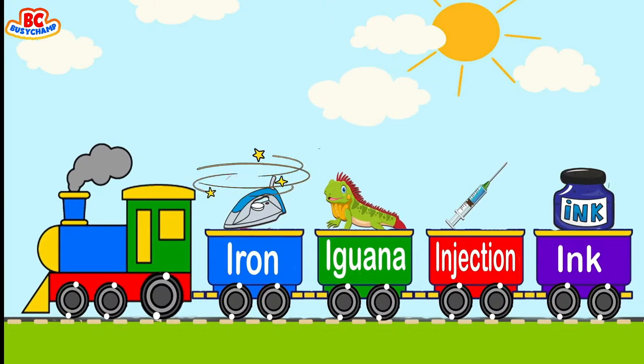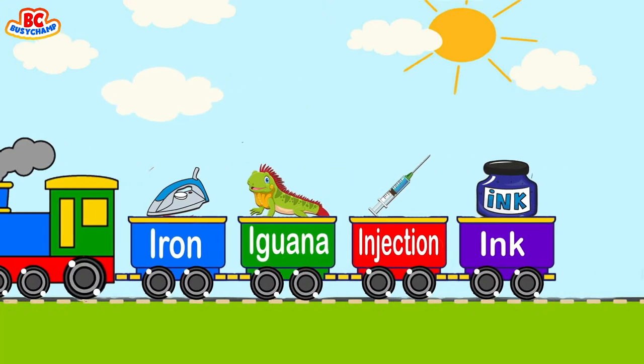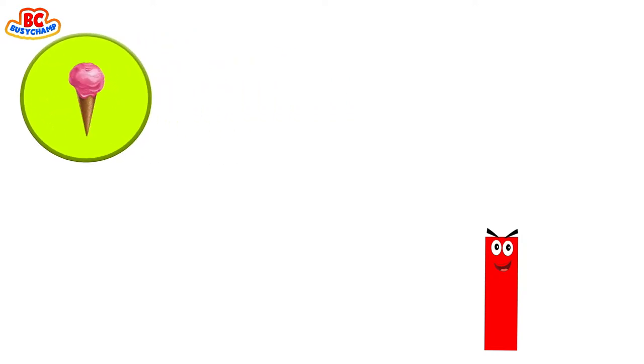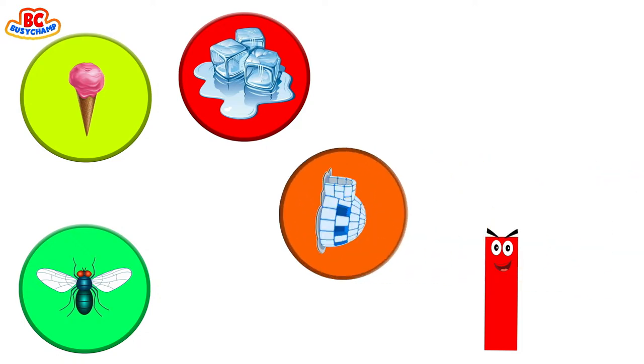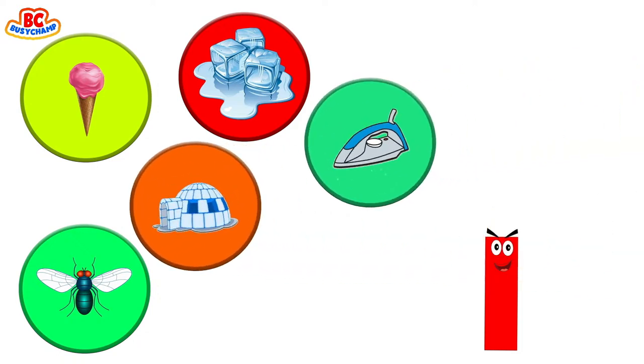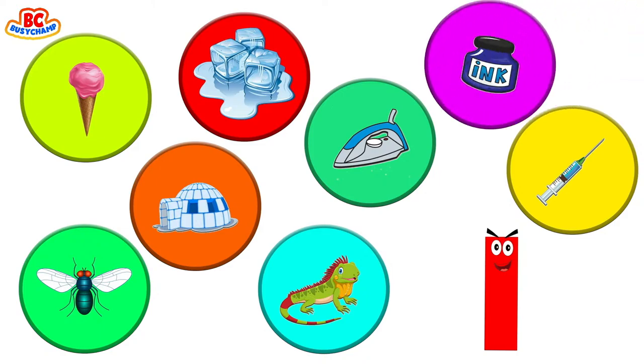Let's revise the words with the letter I. Iguana, injection, ink. I, ice cream, ice, insect, igloo, iron, iguana, injection, ink.